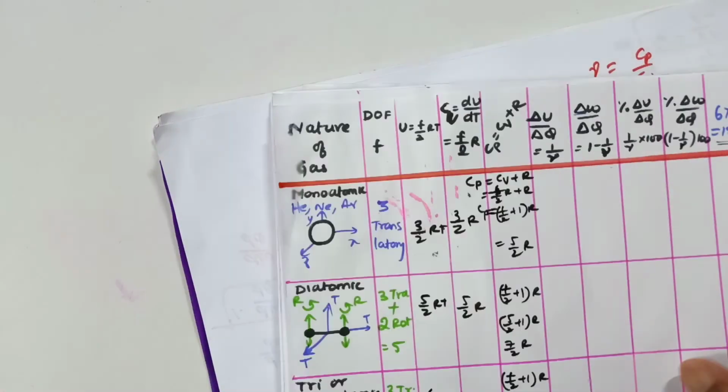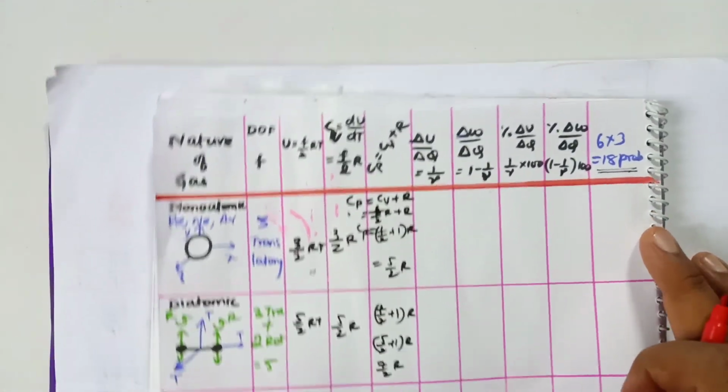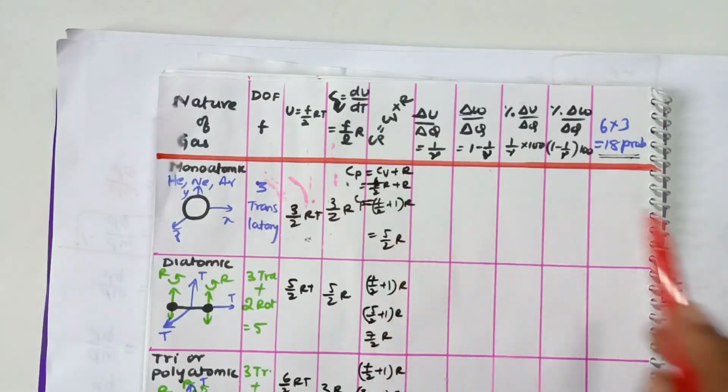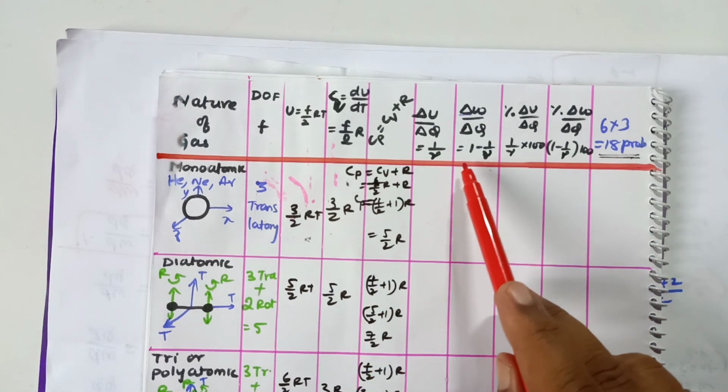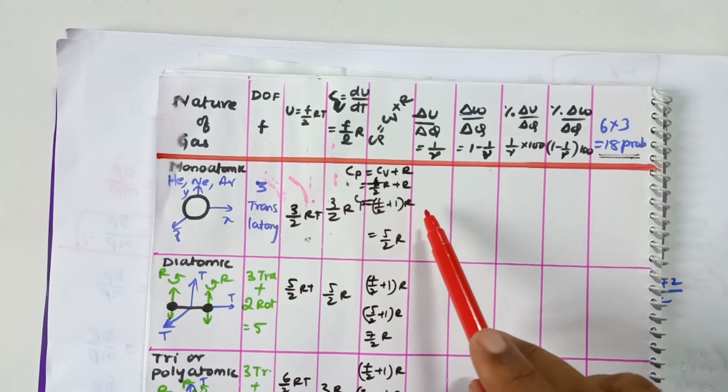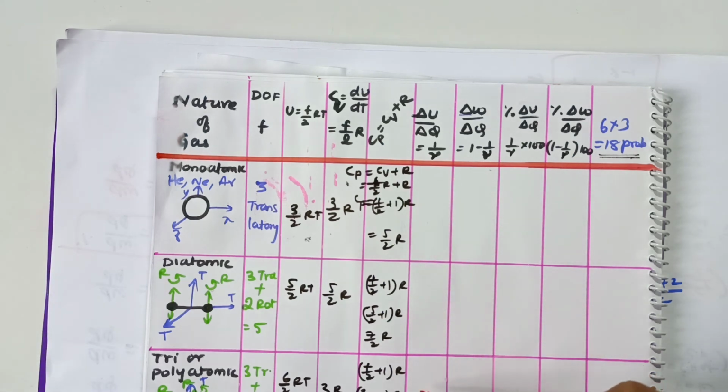Then you can fill up this table slowly one by one. Try to complete this table. If you complete this table, you know everything now. Gamma values also you know. Then once you know the values of gamma, you can fill up the table by yourself. If you fill up this table and keep it with you, then it will be very simple to do any problem.